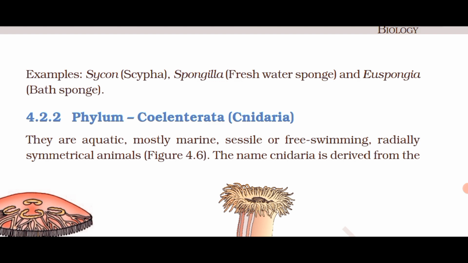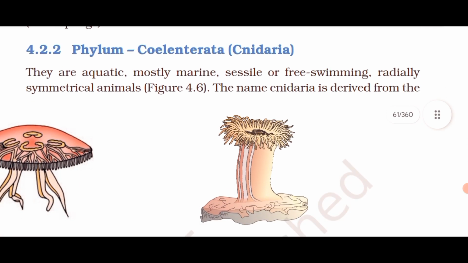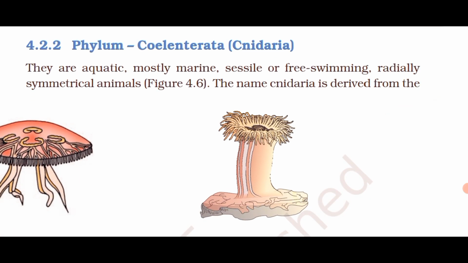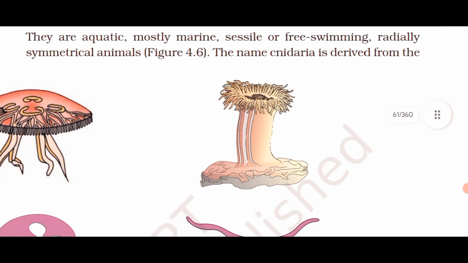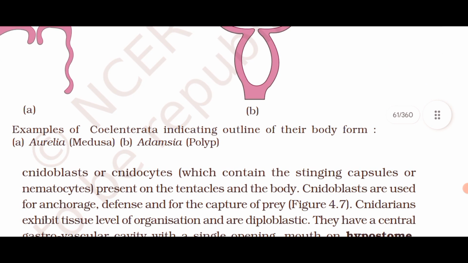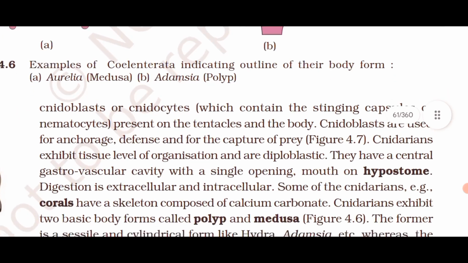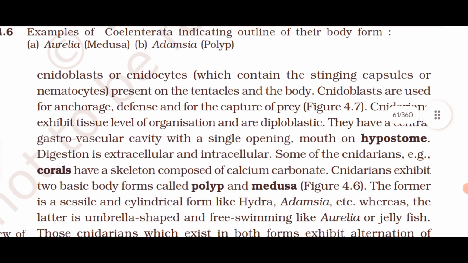4.2.2 Phylum Coelenterata or Cnidaria. They are aquatic, mostly marine, sessile or free swimming, radially symmetrical animals. The name Cnidaria is derived from the cnidoblasts or cnidocytes, which contain the stinging capsules or nematocysts present on the tentacles and the body. Cnidoblasts are used for anchorage, defense, and for the capture of prey.